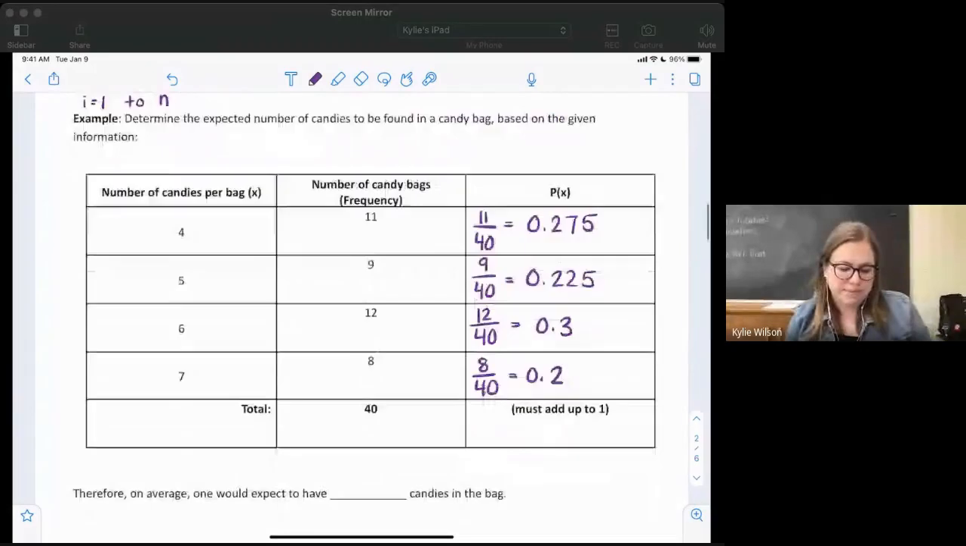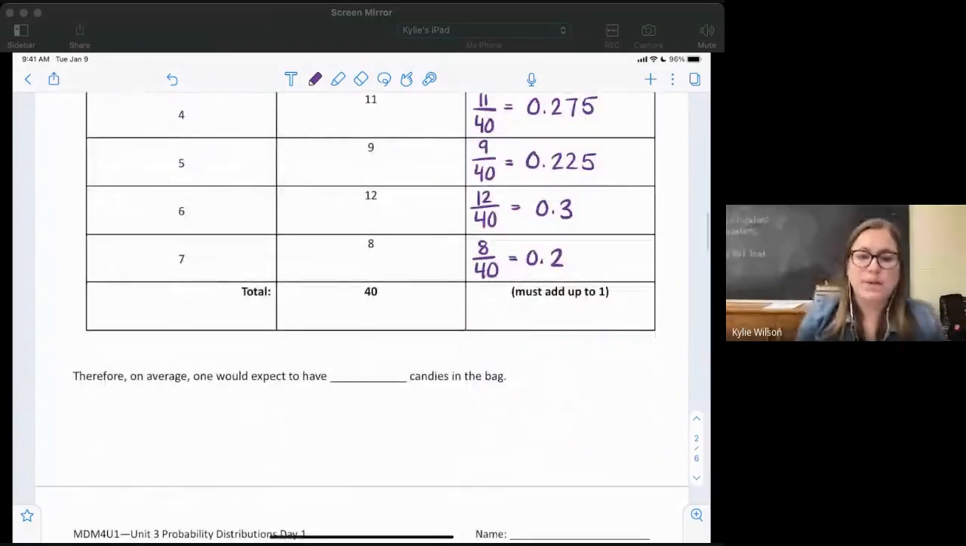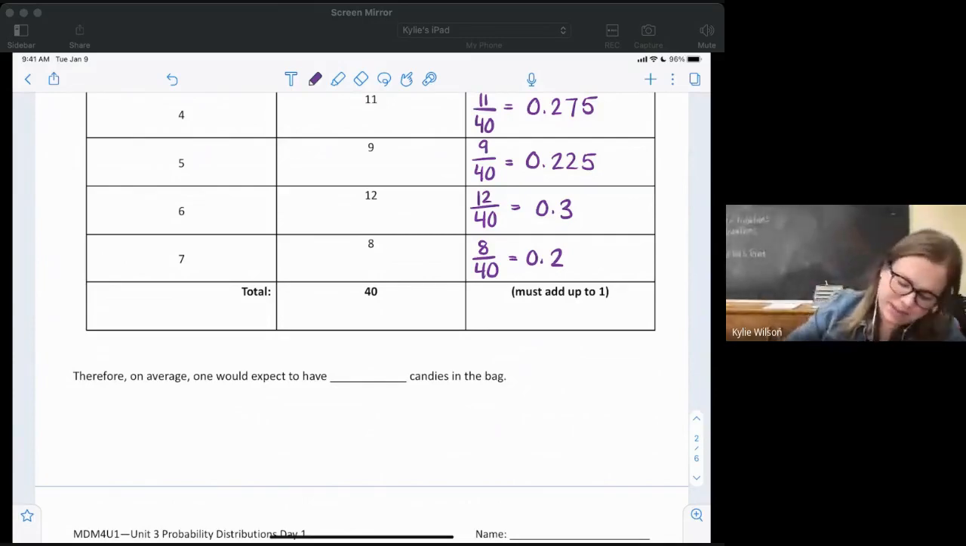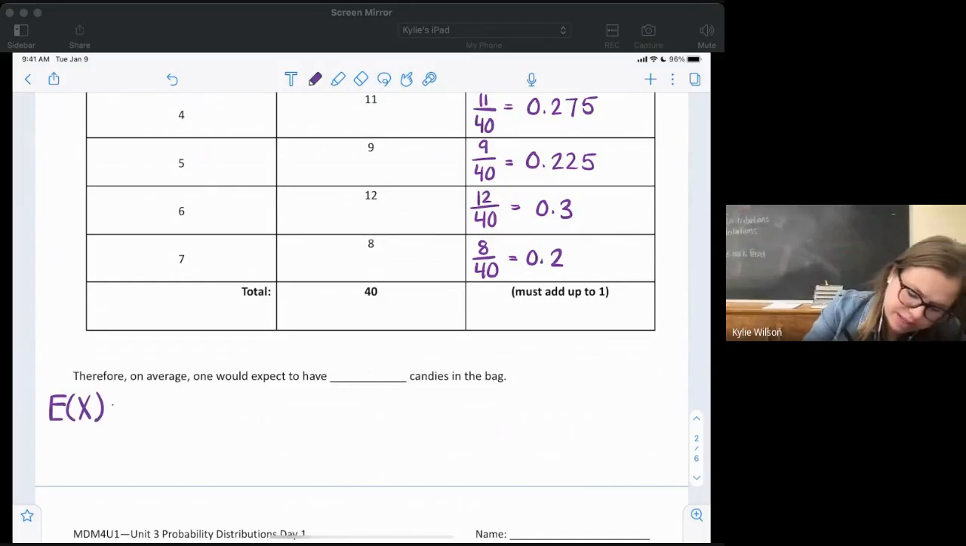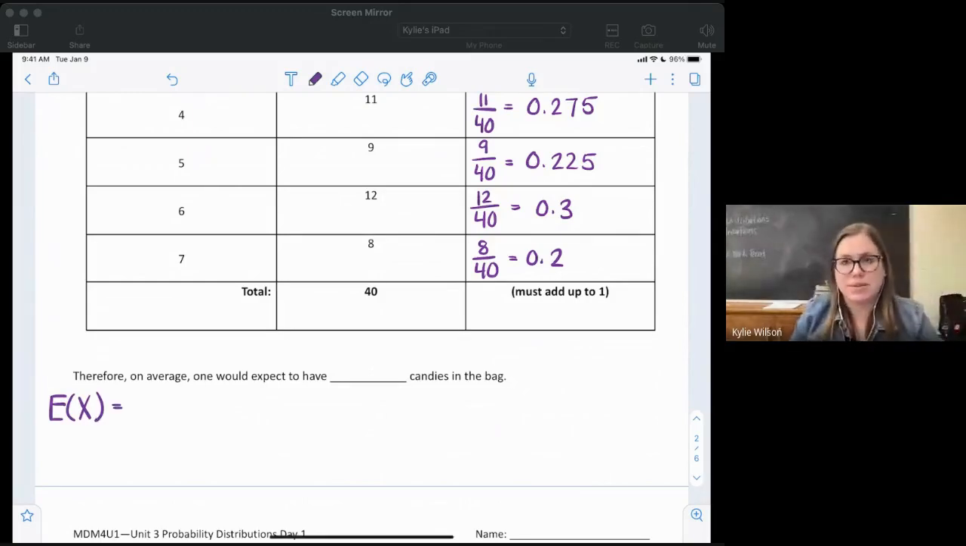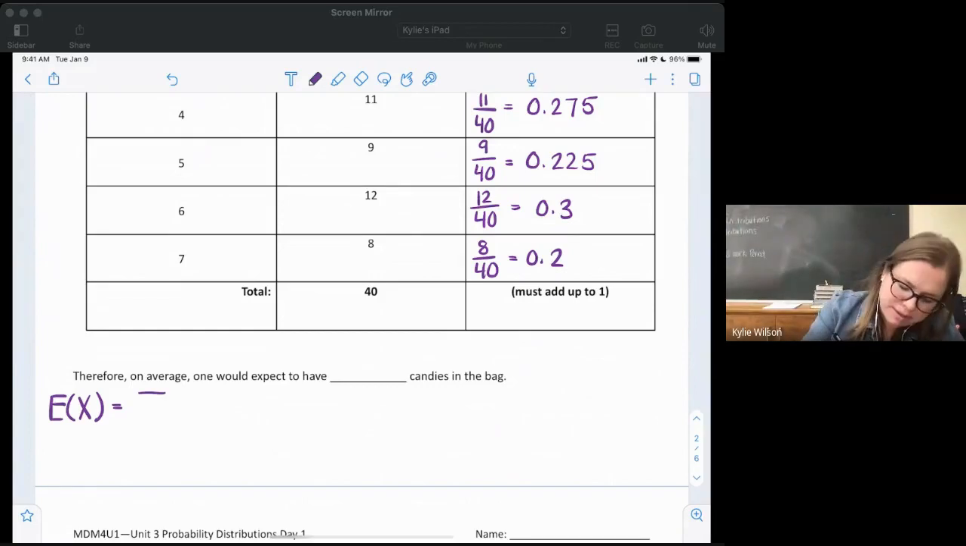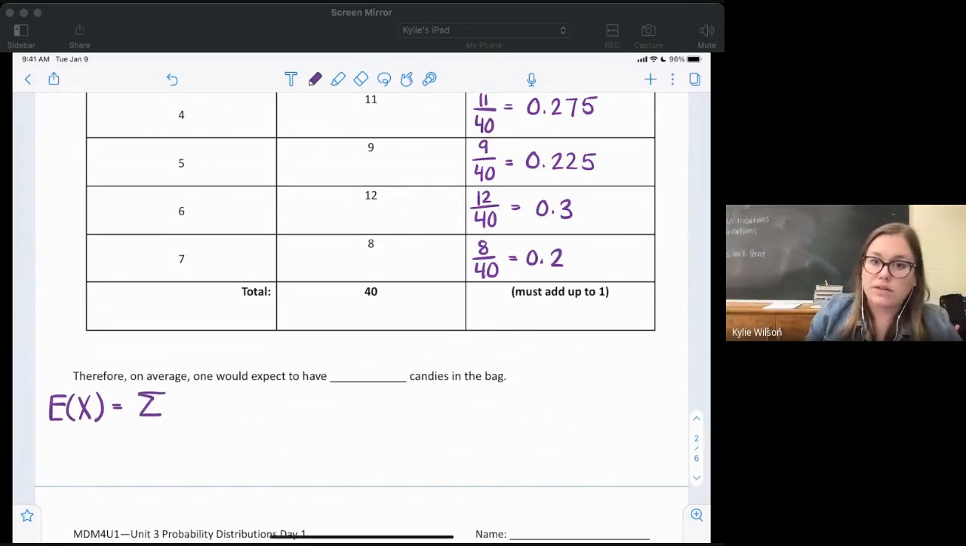Okay. So now we want to determine our expected number of candies in the bag. So this is where we use our expected value equation. I'm going to start by writing it out. Our expected value of random variable x, which is counting the number of candies in the bag, we're going to sum up all of our answers.